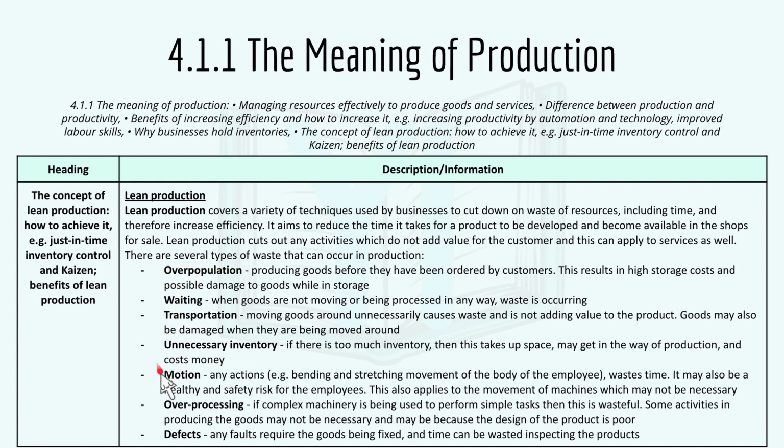And number 5, motion. Any actions like bending and stretching movement of the body of the employee waste time, and may also be a health and safety risk for the employees. This also applies to the movement of machines which may not be necessary. Then we have over-processing. If complex machinery is being used to perform a simple task, then this is wasteful because it's quite simple and the labor can do it themselves. And defects. Any faults require the goods being fixed and time can be wasted inspecting the products.